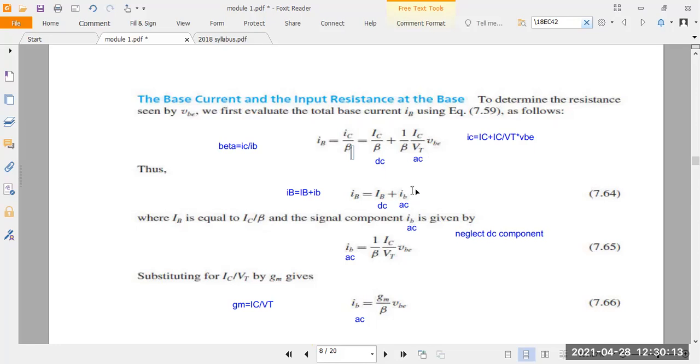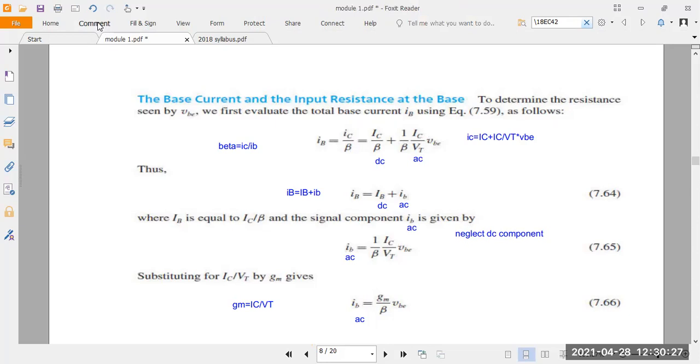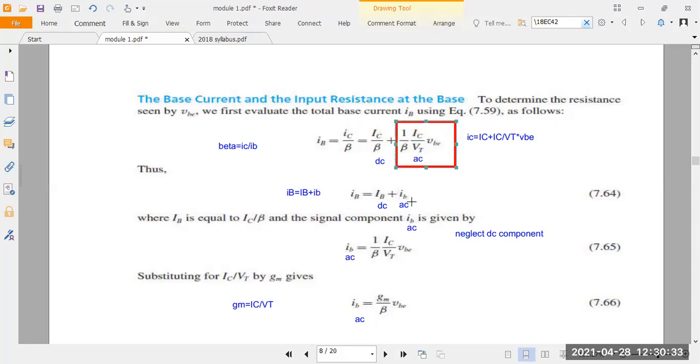Next, you take only AC here. You take only the AC term equation. So ib is equal to what now? 1 divided by beta, you take this term for the AC. What is the ib equation now for the AC? 1 divided by beta, capital IC divided by VT into vb.